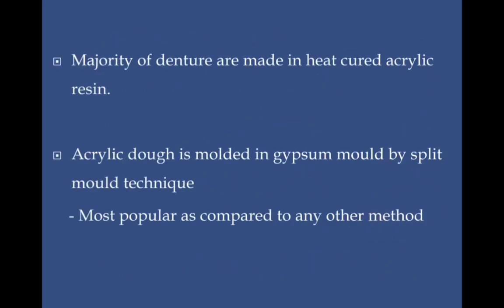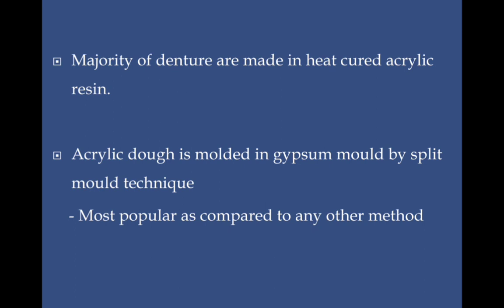The majority of dentures, as we all know, are made up of heat cure acrylic. This is the main material used for making dentures as of now, and this is the conventional method. Obviously, the latest CAD CAM processed dentures are available, but because of cost efficiency and the overall setup, it might not be available everywhere. So we rely on heat cure acrylic resin. The acrylic dough is modified and molded in a gypsum mold by the split mold technique, and this is the most popular method. Other techniques like injection molding are there, where the processing errors are a little bit lesser.